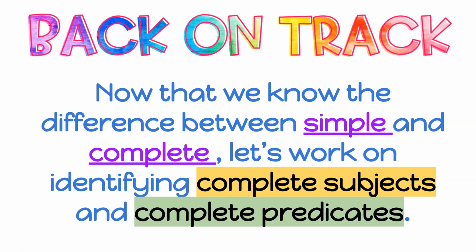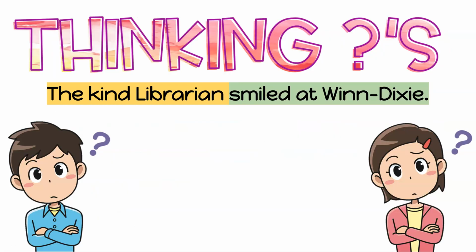Okay, let's get back on track. Now that we know the difference between simple and complete, let's work on identifying complete subjects and complete predicates. We'll need some thinking questions to help us out. Let's go back to my example. The Kind's librarian smiled at Winn-Dixie.